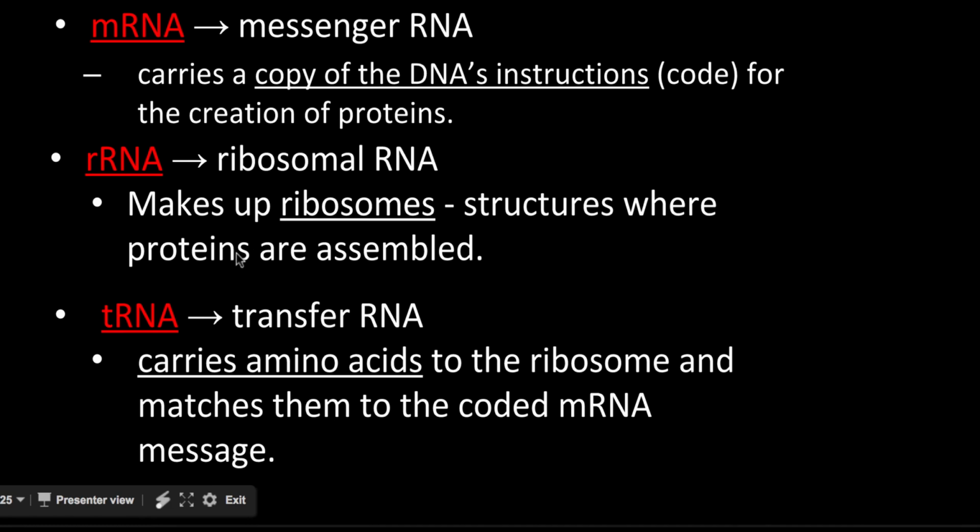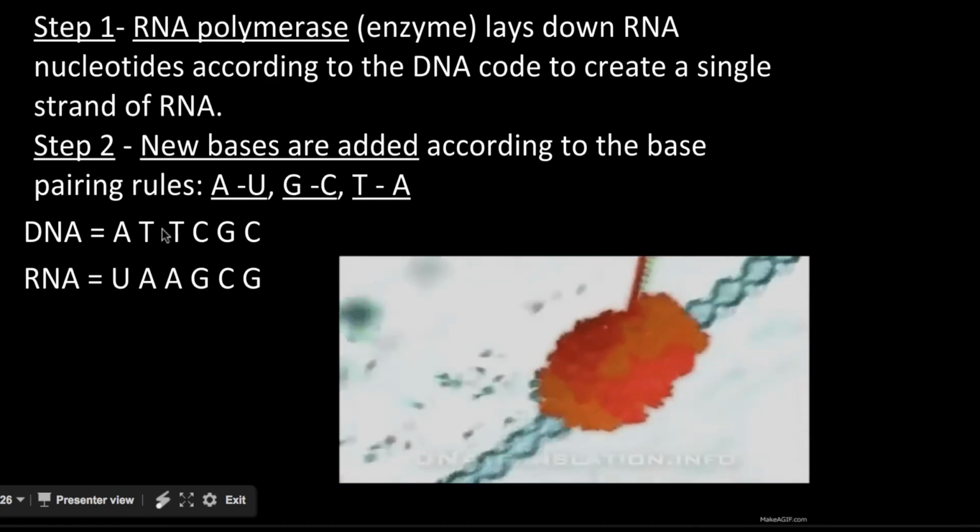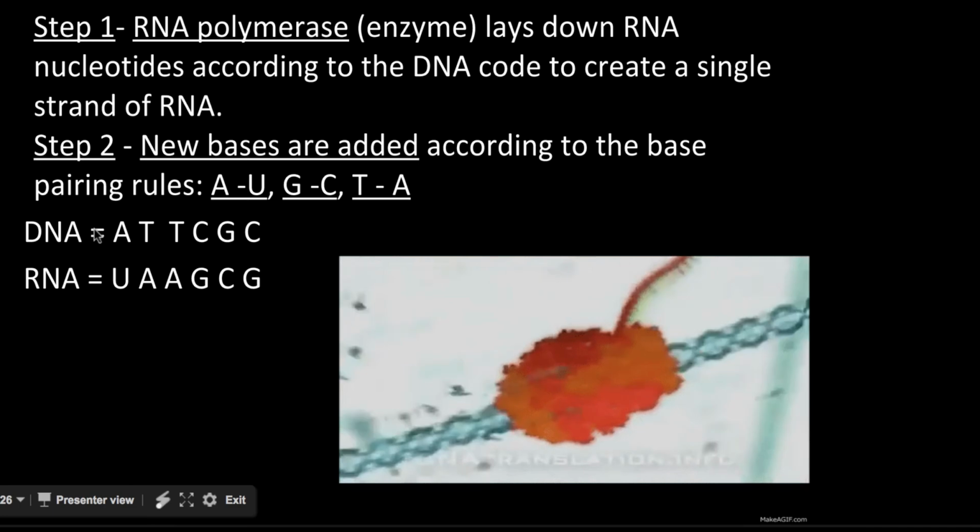This is a big structure where proteins are assembled. So we talked about the cell, and we said ribosomes help make proteins. Well, this is kind of how they do that. tRNA is transfer RNA. This carries amino acids, which also help build proteins. The amino acids are just the small building blocks of proteins, and that'll come in the next set of notes as well. So to begin with, the transcription process here.